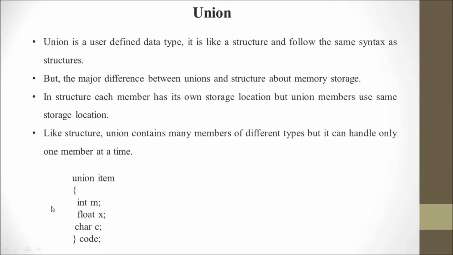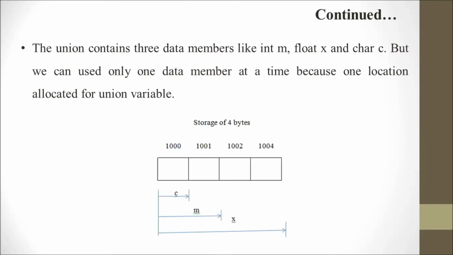So here this is the union form. We use union item, and these are the members. We use the union, and code is the variable. So the union contains three data members like int m, float x, and character c. But we can use only one data member at a time because one location is allocated for the union variable.